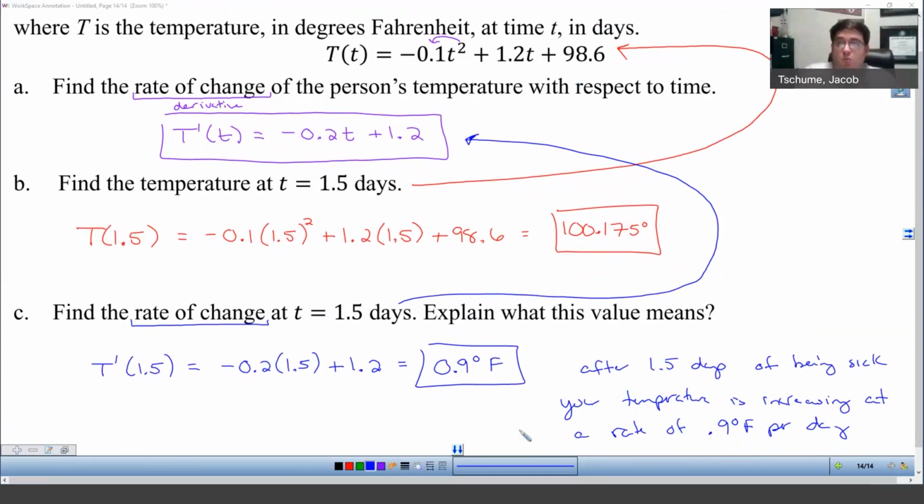So that ends section 1.5. We went over how to take the derivative using power rule. We talked about constants and constant multiple rules, and we talked about the sum and difference rules. In the next video, we're going to move into what happens when things are multiplied and divided and how you take those derivatives.